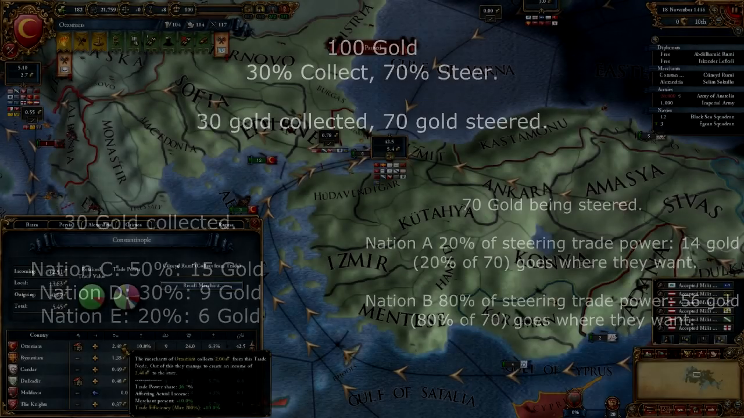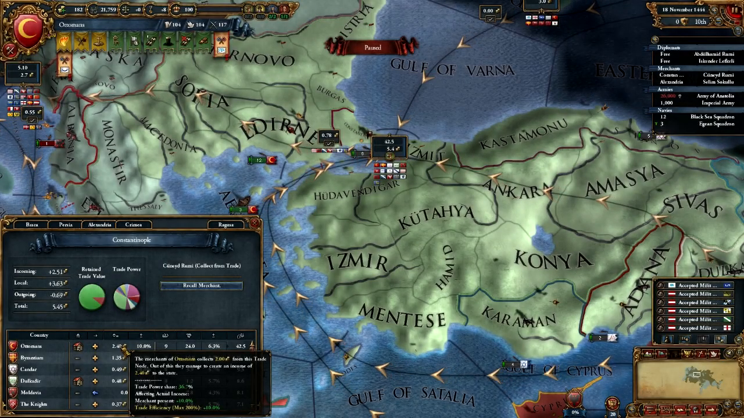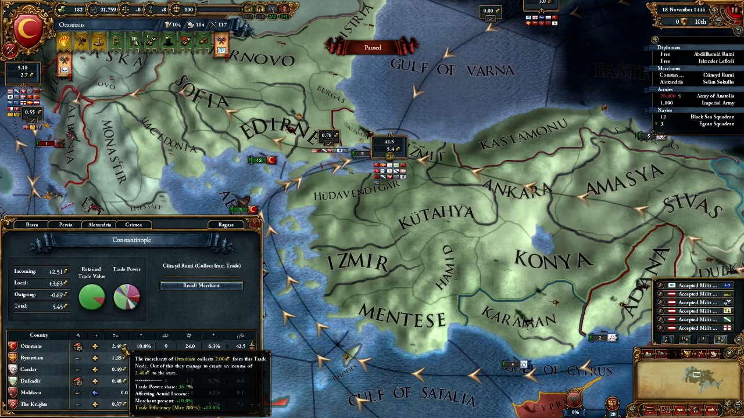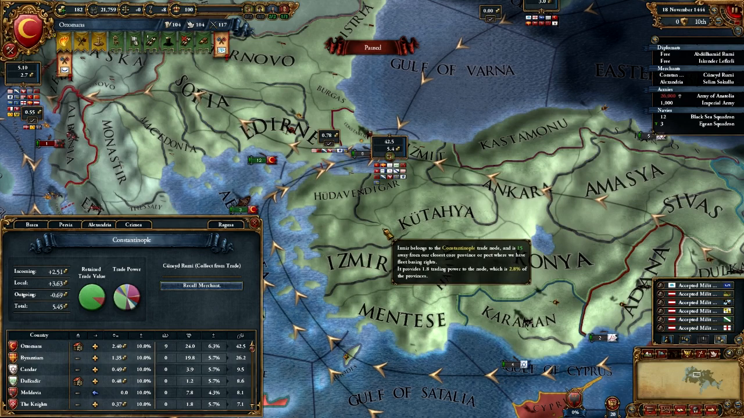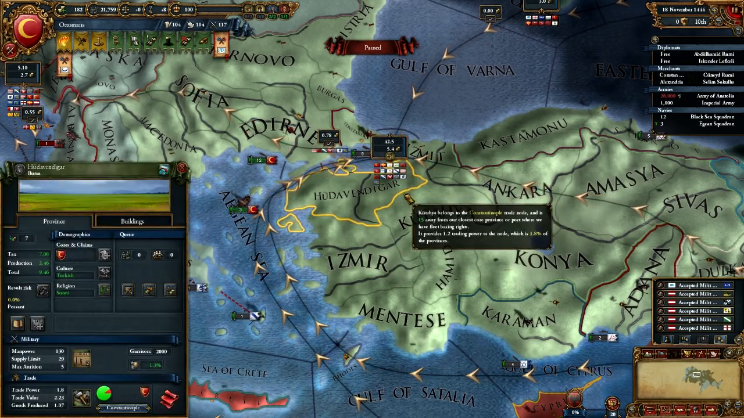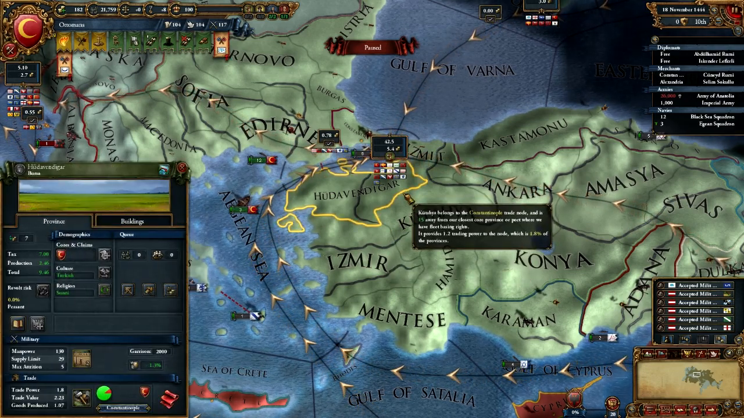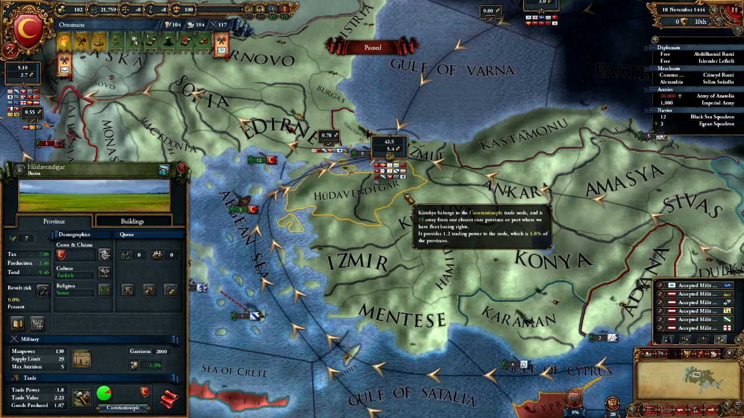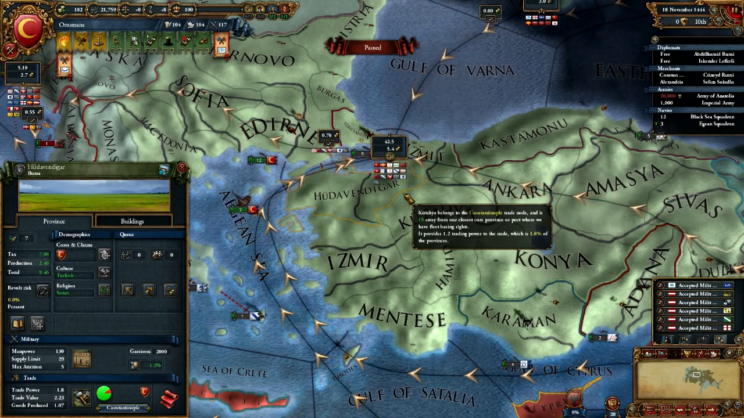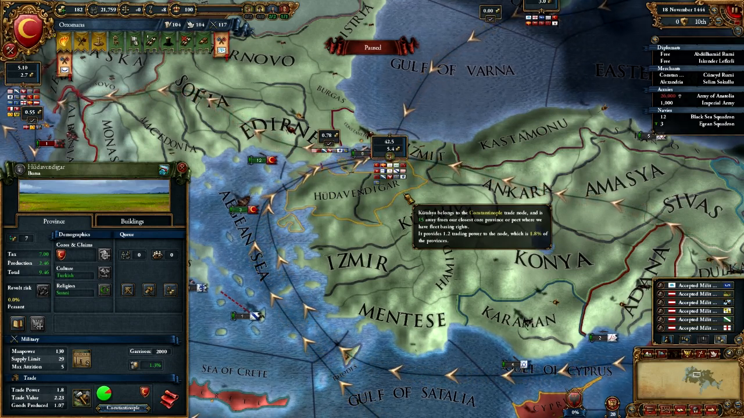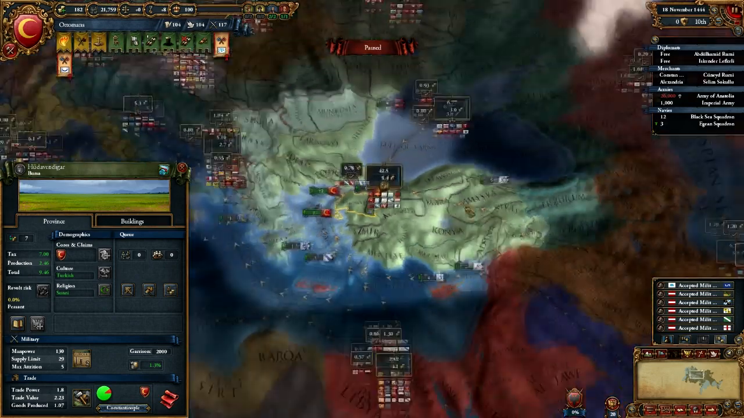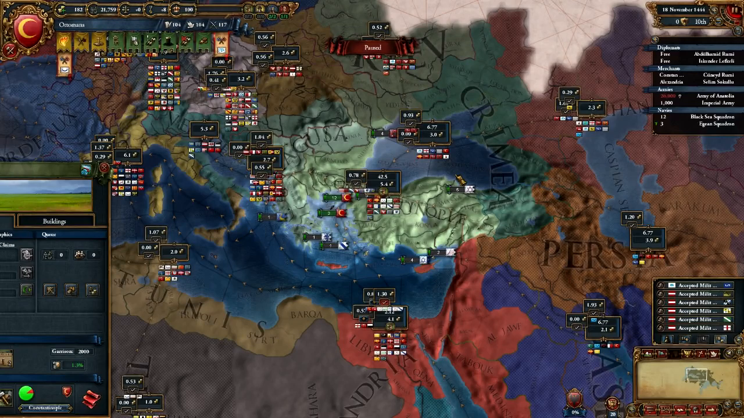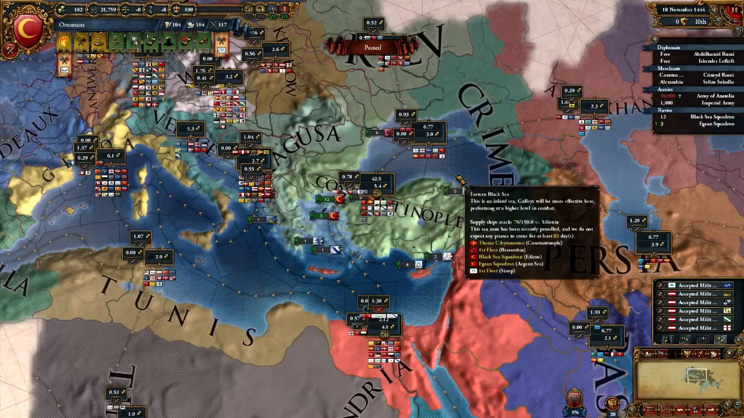So what's the basic strategy here with trade? Well, ideally you want to ensure that you increase your trade power in a node before anything else. Without sufficient trade power, you're only going to collect a pittance, and if you're steering trade, you're not going to be able to steer much of it in the direction you want to go. So first things first, if you want to play the trade game in a trade node, ensure that you do everything you can to get a high level of trade power within that node first.